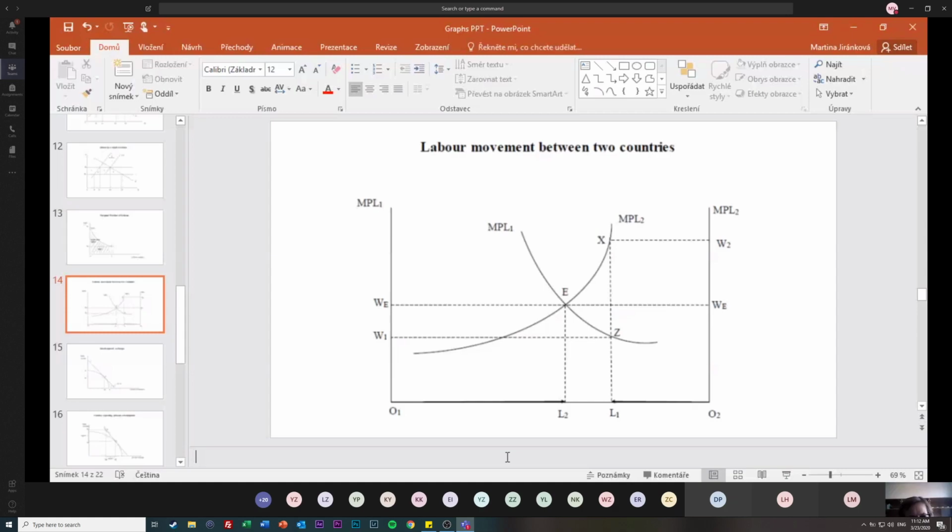Number 4. A, no change in the world product after labor movement. False. B, the increase of wage in the foreign country after labor movement. False. C, the decrease of capital profit in the domestic country. True. D, the increase of capital profit in the foreign country. True.